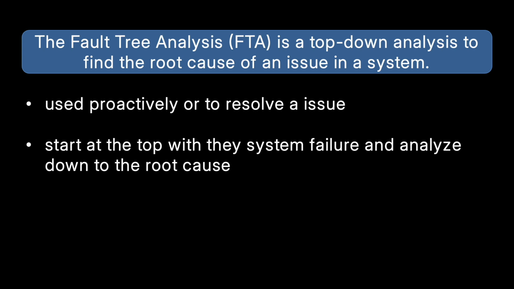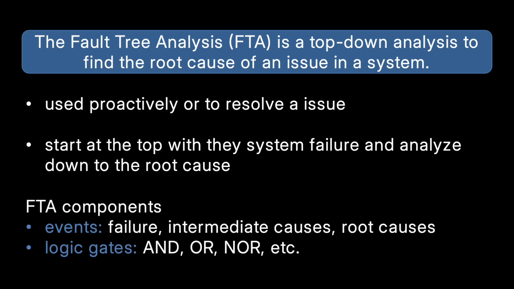You usually begin at the top with the overarching question of how the system can fail or already has failed. The FTA is then usually represented by a diagram that shows the failure path. There are two main components in this diagram: the events, which are system failure, intermediate causes, and root causes, and the logic gates, which connect the events. Those are the known AND, OR, NOR, etc. gates from basic signal theory.